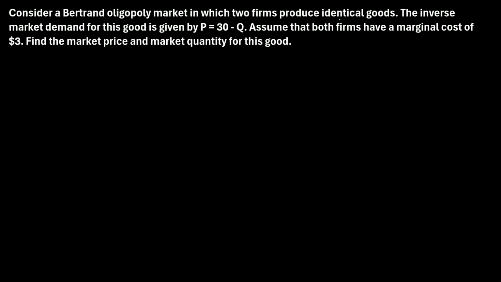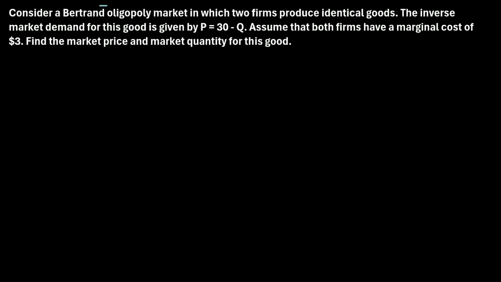The inverse market demand for this good is given by P, the market price, is equal to 30 minus Q, the market quantity. Assume that both firms have a marginal cost of $3. Find the market price and the market quantity for this good.